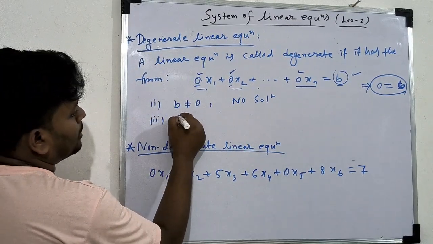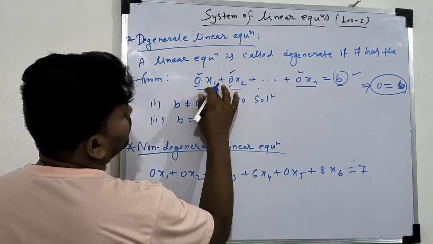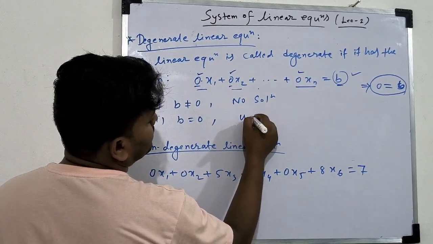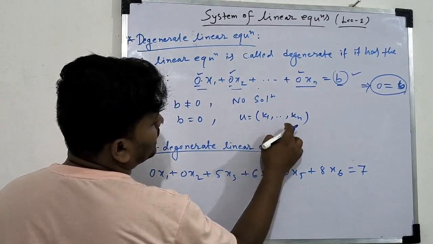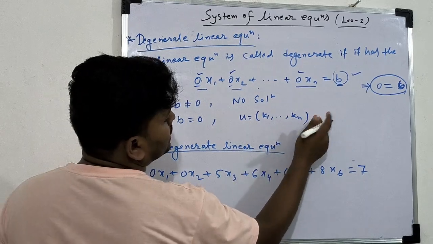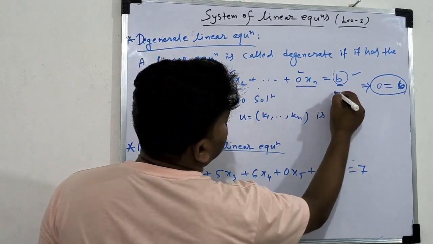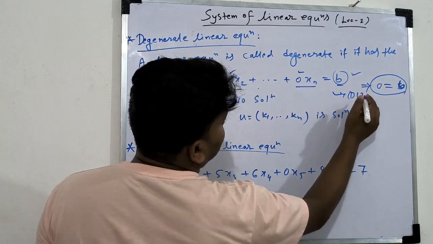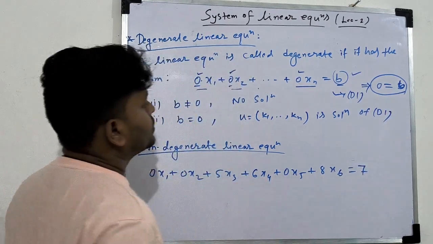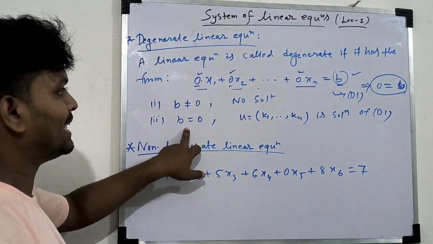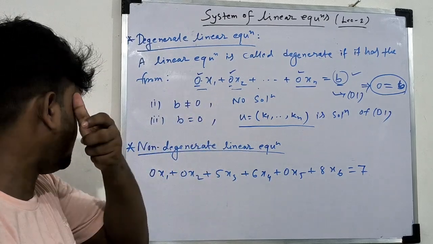And in the other case, when b equal to 0, then 0 equal to 0. So for every set u equal to (k1, ..., kn), that is, x1 equal to k1, ..., xn equal to kn, will be a solution of this equation. If you name it d1, the degenerate equation, then that is the solution of d1. So if b equal to 0, then every u will be a solution of this equation.